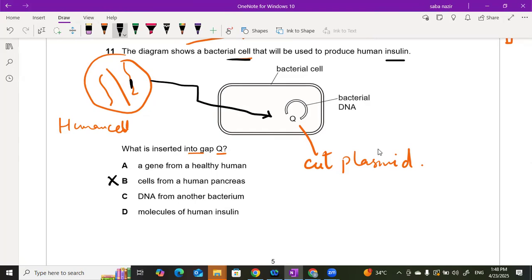DNA from another bacterium: a bacterium cannot produce insulin, so that's not the case. The molecule of insulin is actually a protein. So according to the recombinant DNA technique, we are going to put the segment of DNA, the set of genes, that encodes for protein. We will pick those genes that are capable of producing protein. So this is the correct answer.